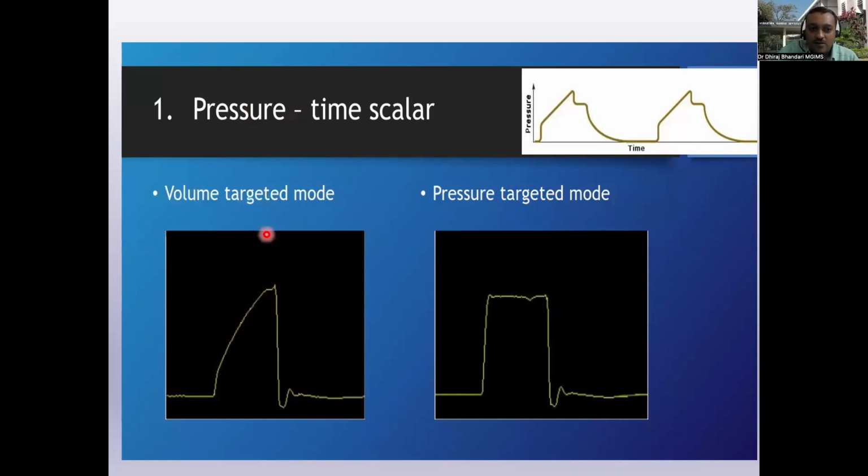Now we have seen already this part. In a volume targeted mode, depending upon the lung, it will change its pattern. So it will be either accelerating or decelerating, depending upon whatever we are setting. And the flow in the pressure scalar, in a pressure targeted mode, will always be a square waveform. If it was the other way around, in a volume control ventilation, the flow would have been a square waveform, and you will have the pressure which is varying.